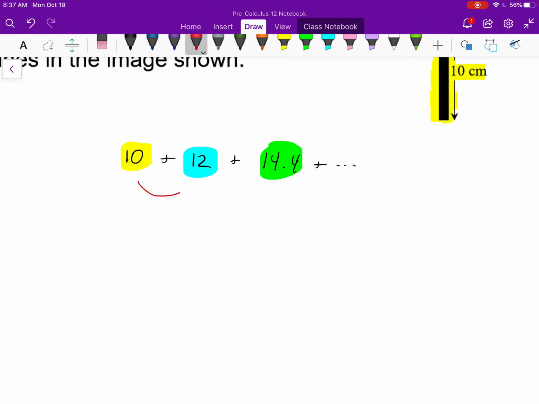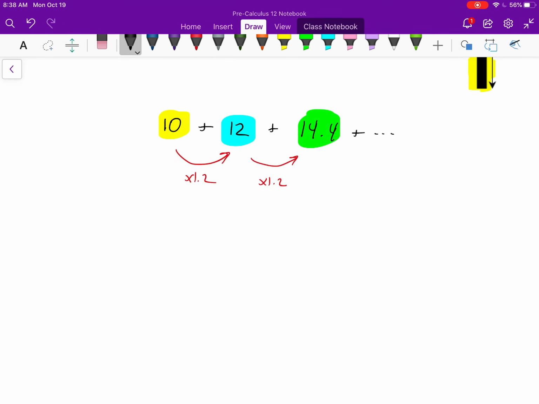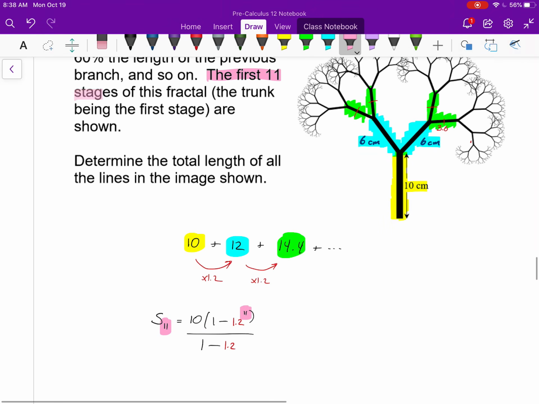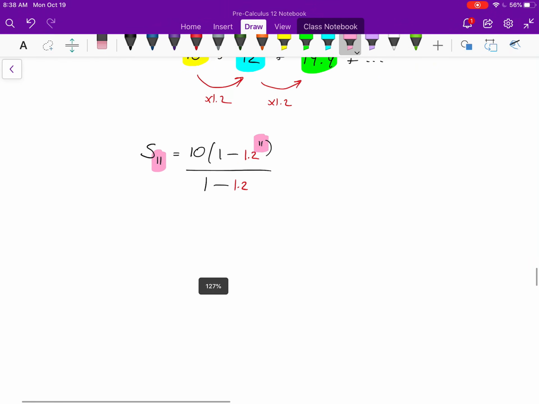All right, now the hardest part of the question is for sure done. What's my common ratio? I can just see from here to here, it's times 1.2, 120%, which makes sense, 60% plus 60%. And now, this time though, I don't want all the branches added up. I just want the first 11. So the sum of the first 11 terms will be the first term, 10, actually, I'll use this formula, times 1 minus the common ratio, which is 1.2, to the power of 11, all divided by 1 minus the common ratio. Again, I'm not asking for an infinite number of terms, at least yet. I'm asking for the first 11 that you can see here. All right, that's it.